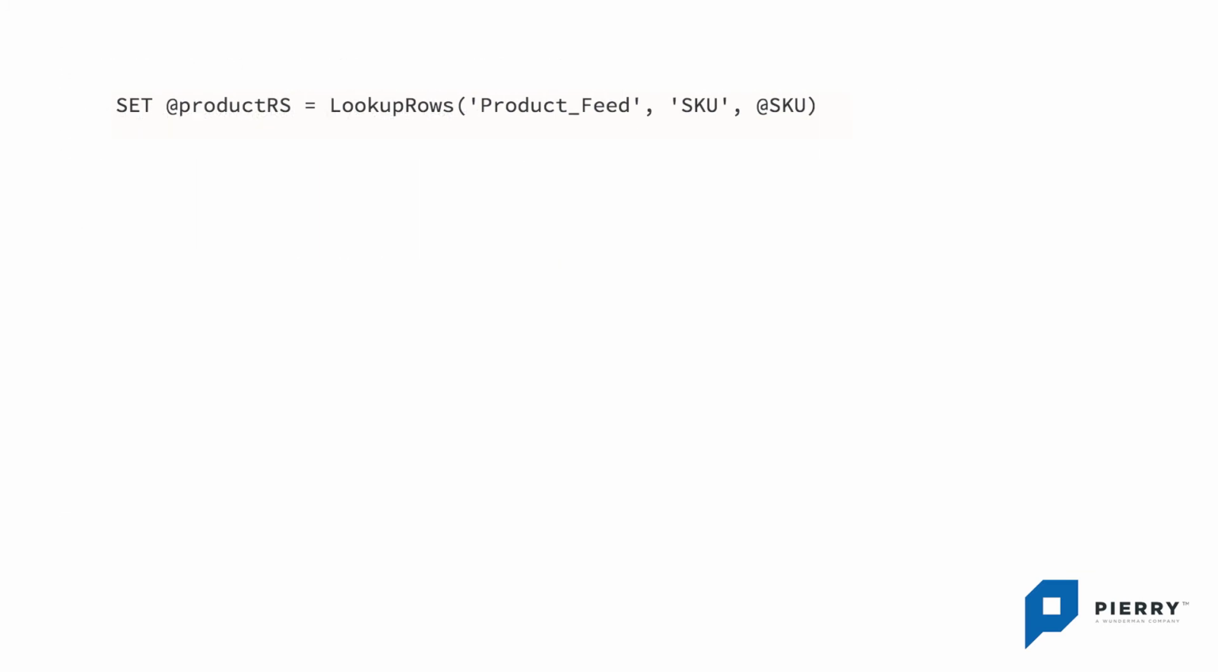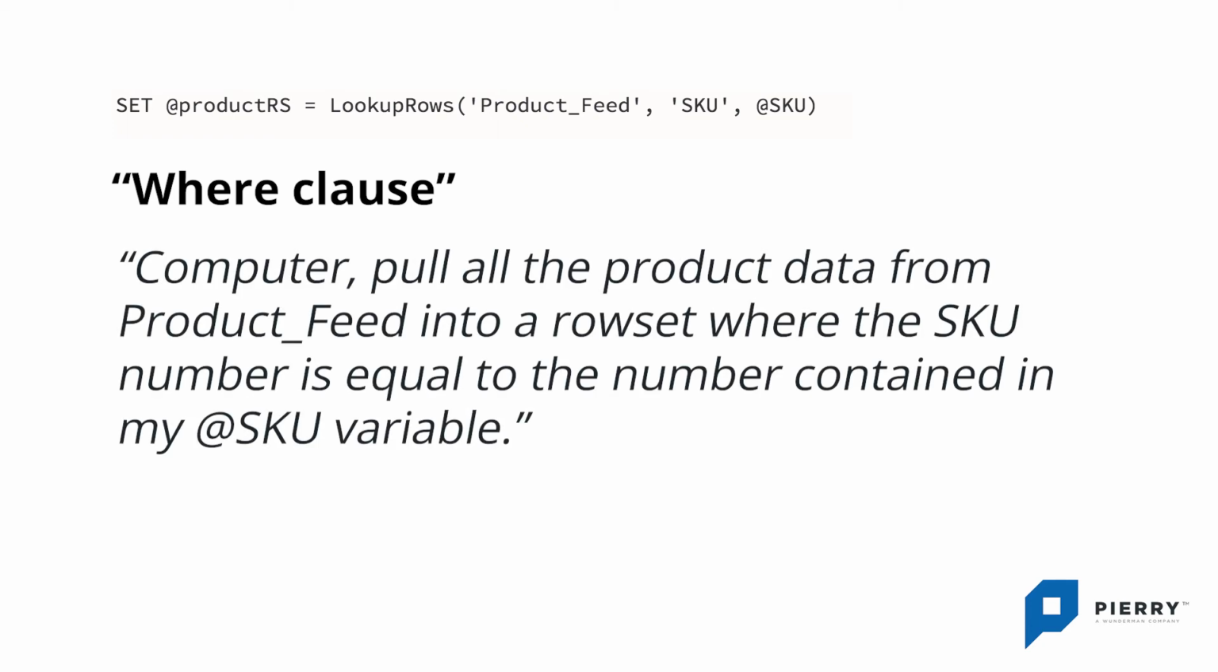Lookup rows has 3 required arguments. First, the data extension name you're looking into. Second, the field in that data extension you're going to use as a key comparison. And third, the value or variable to compare it to. The last 2 arguments are known as the where clause. So if I were to read this statement like I was talking to a database, I would be saying, computer, pull all the product data from product feed into a row set where the SKU number is equal to the number contained in my @SKU variable.